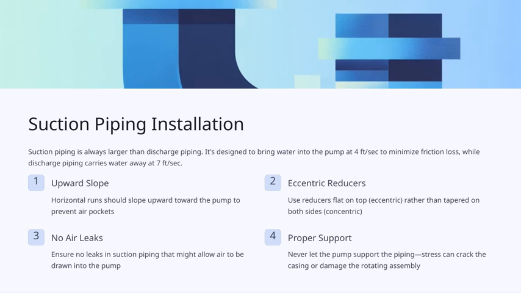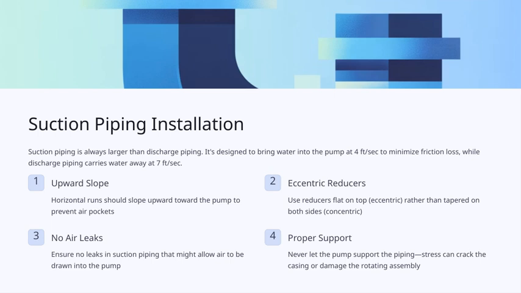Let's talk about suction piping installation. First, it's important to remember that suction piping is always larger than discharge piping. This helps bring water into the pump at about 4 feet per second, which is crucial to minimize friction loss and ensure smooth operation. In contrast, the discharge piping is designed to carry water away at a faster rate, around 7 feet per second.